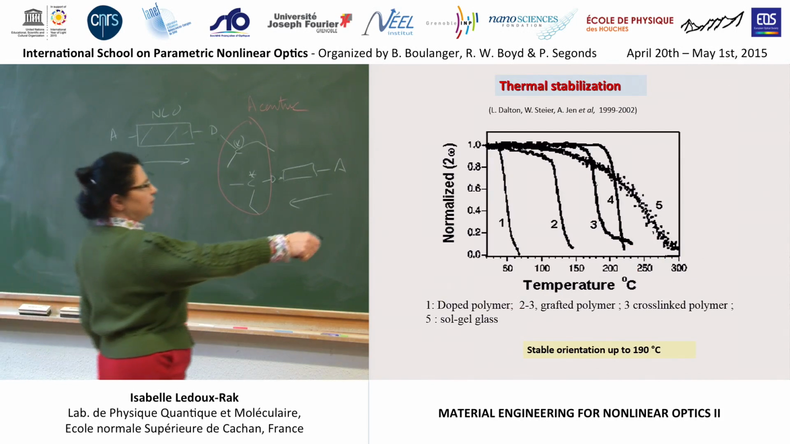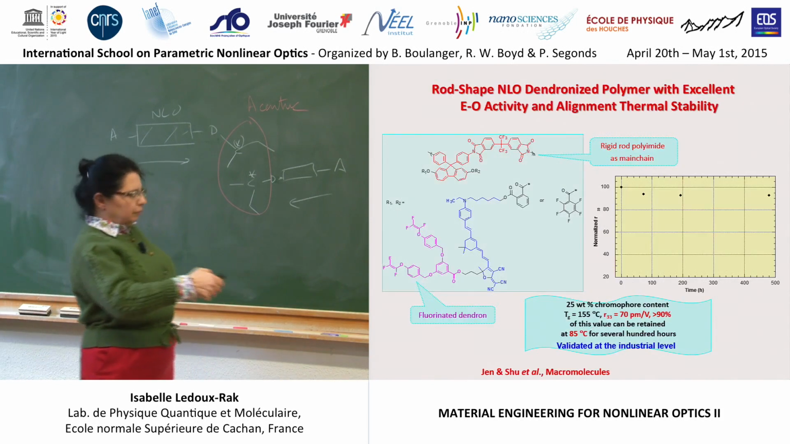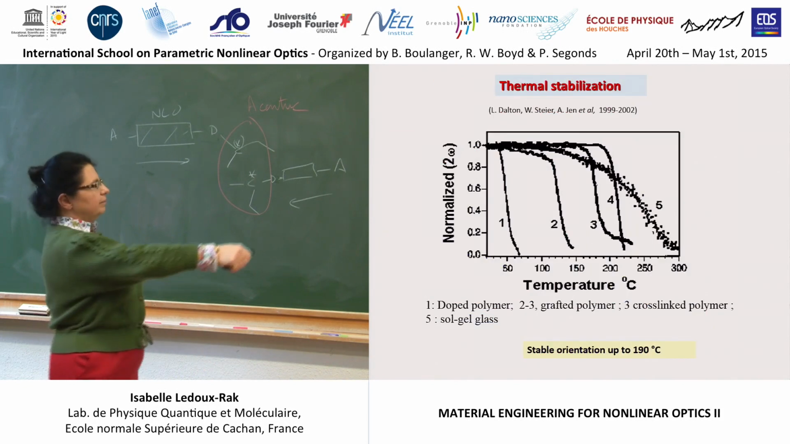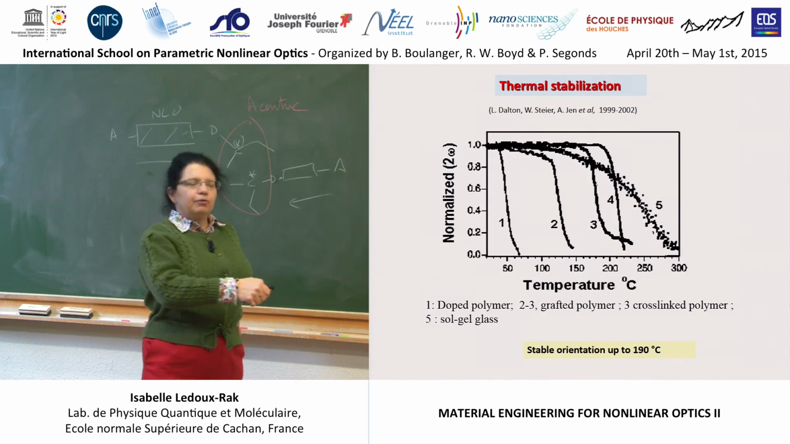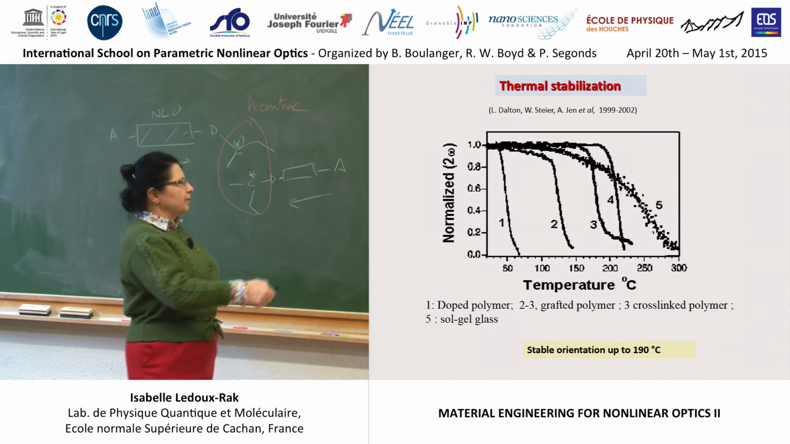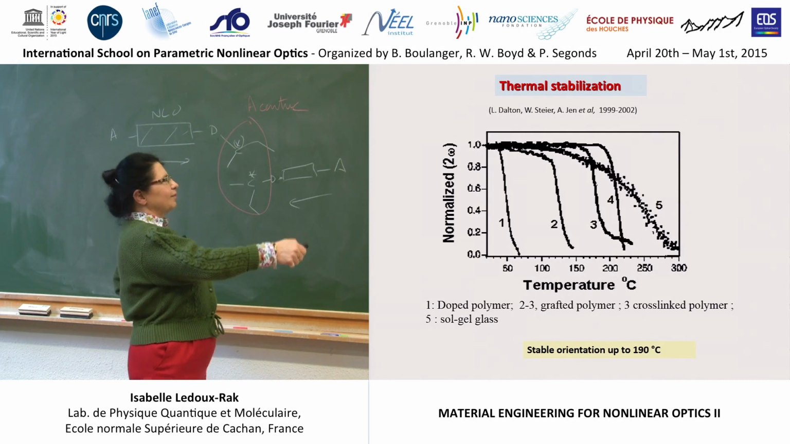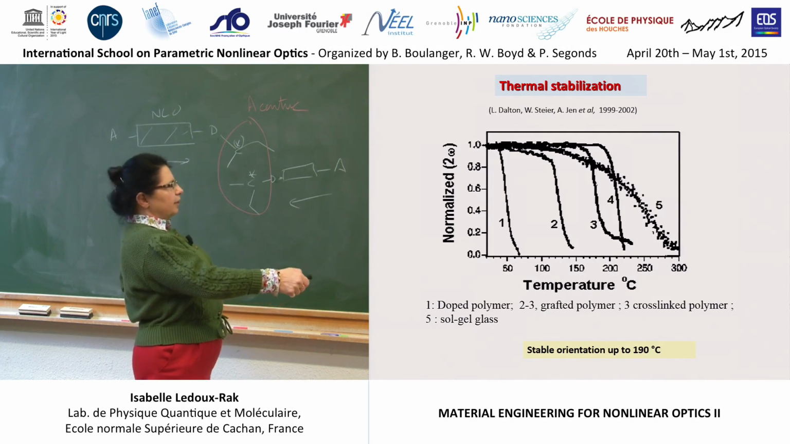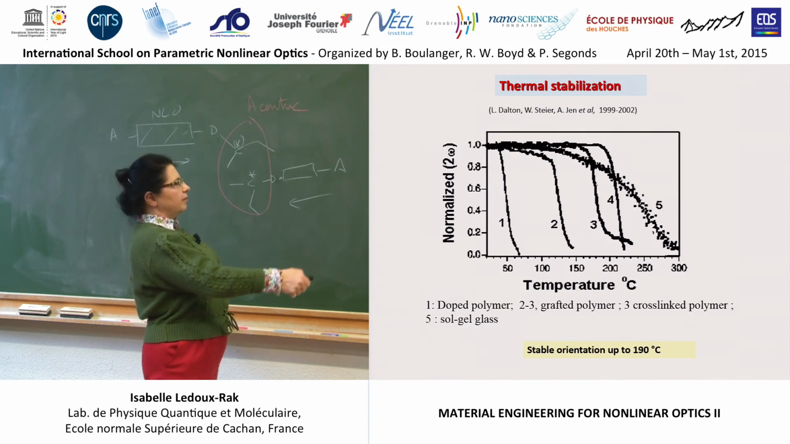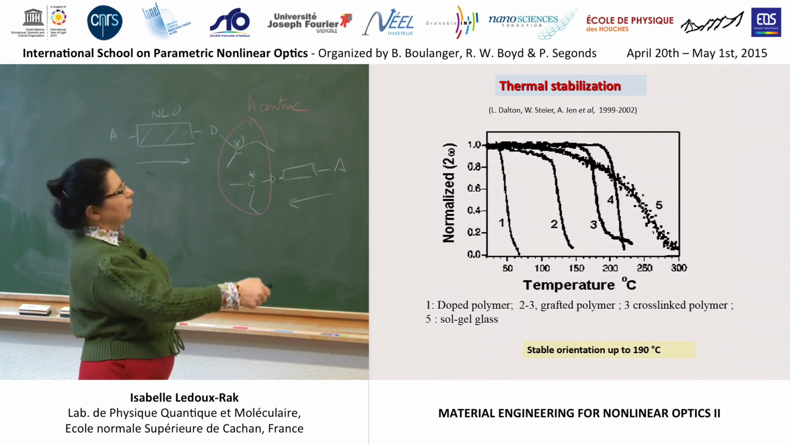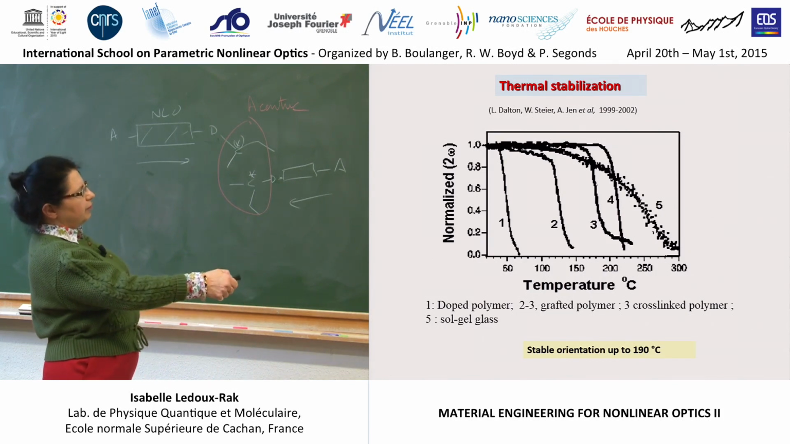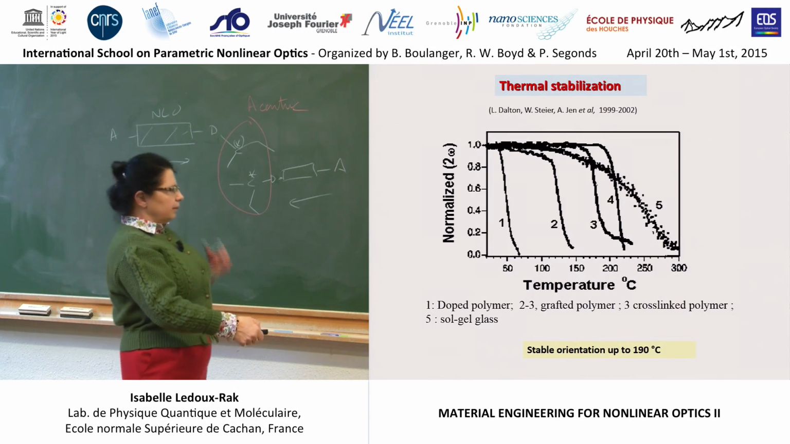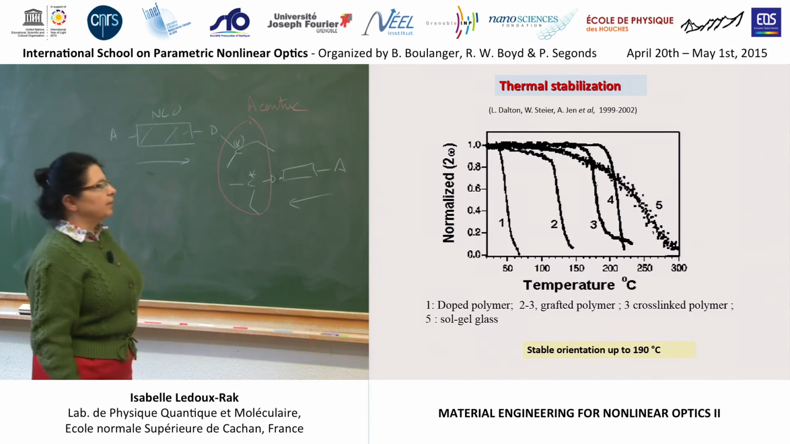So thermal stabilization was demonstrated for different kinds of inclusion of nonlinear molecules in the matrix. In case of doped polymer, it's not stable at all. So a grafted polymer or side chain polymers, depending on the nature of the matrix, can reach up to 150 degrees. And cross-linked polymer has been shown to be stable up to 180 or 190 degrees.